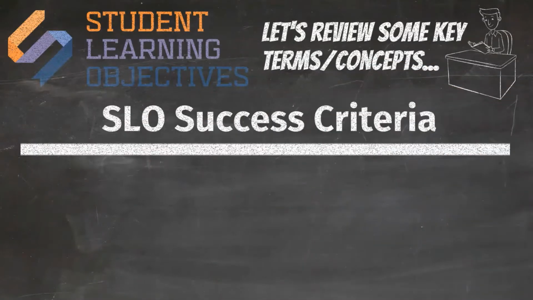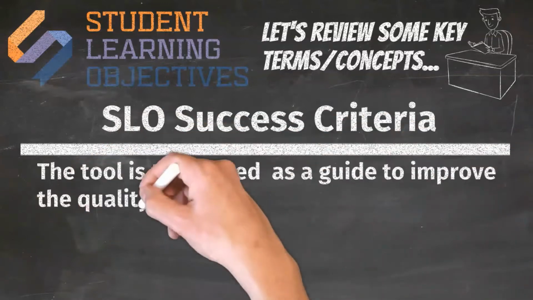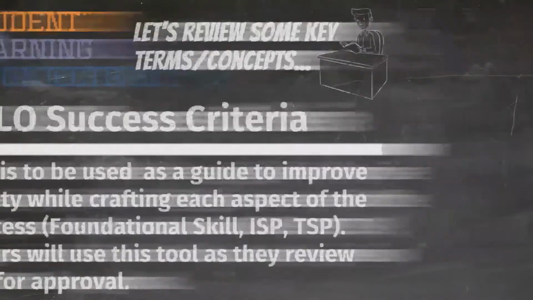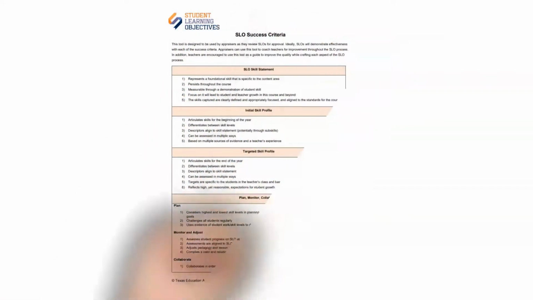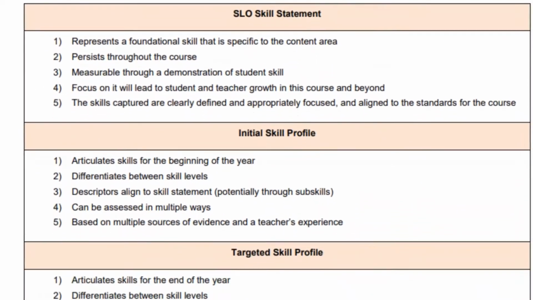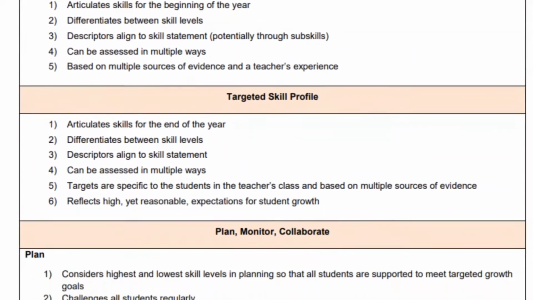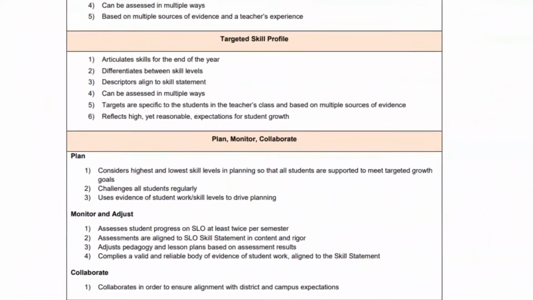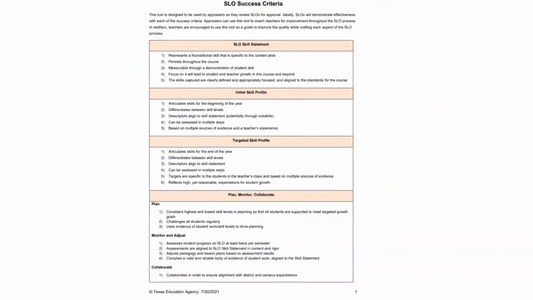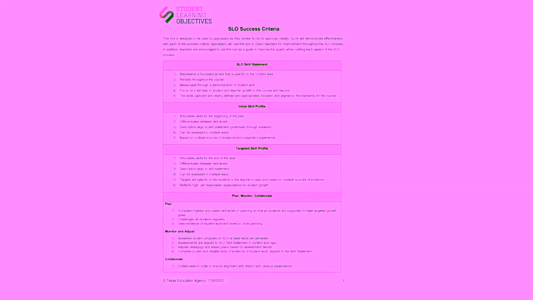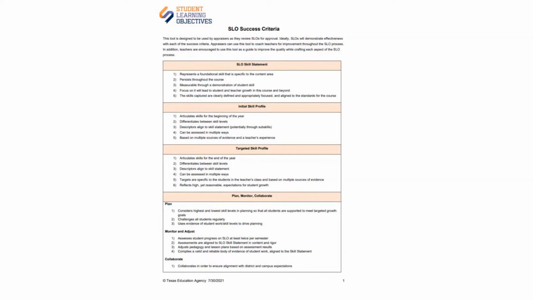And finally, the SLO Success Criteria Guide. This tool is to be used as a guide to improve the quality of the SLO while crafting each aspect of the SLO process, the foundational skill, the ISP, and the TSP. The appraisers will use this tool as they review the SLO for approval, so it's important that teachers refer to this as they write their SLO. A copy of the SLO Success Criteria has been provided in your SLO handout.